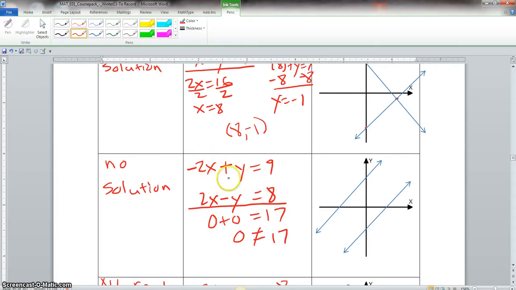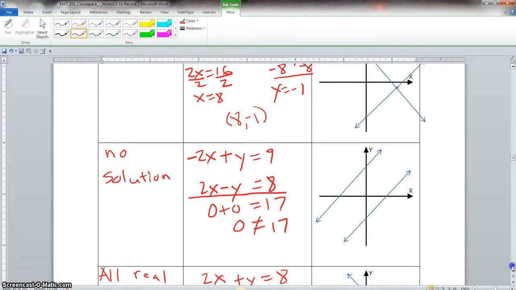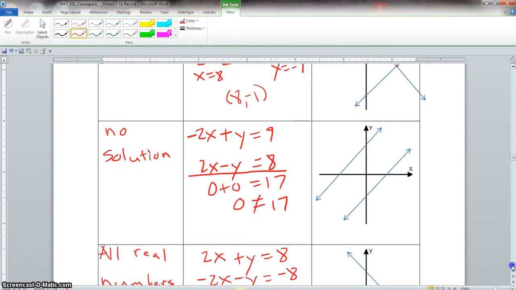When I add these two equations together, -2x and 2x is 0, y and a minus y is 0, and 0 plus 0 is 0, and 9 plus 8 is 17. And we know 0 does not equal 17, and I give a visual representation of parallel lines that indicate no solution. Now, scroll down here.